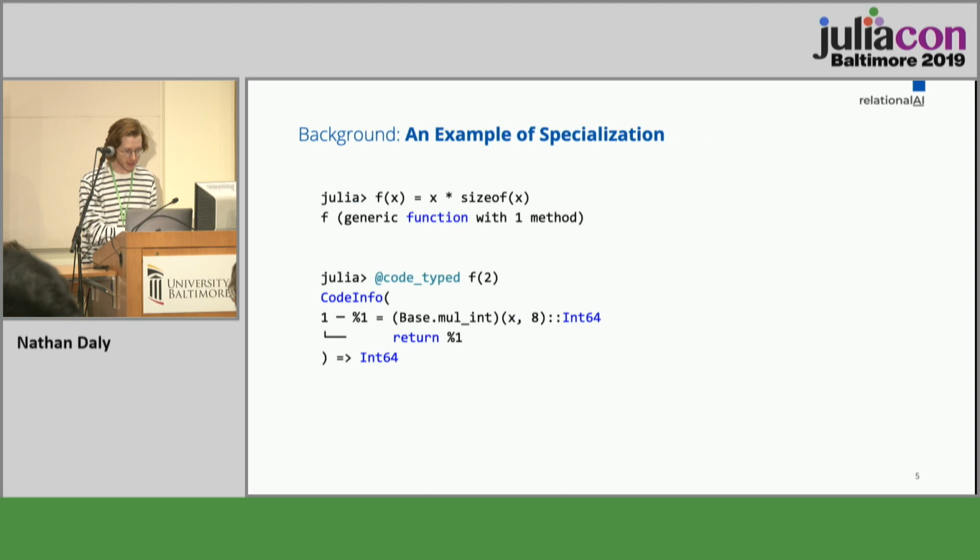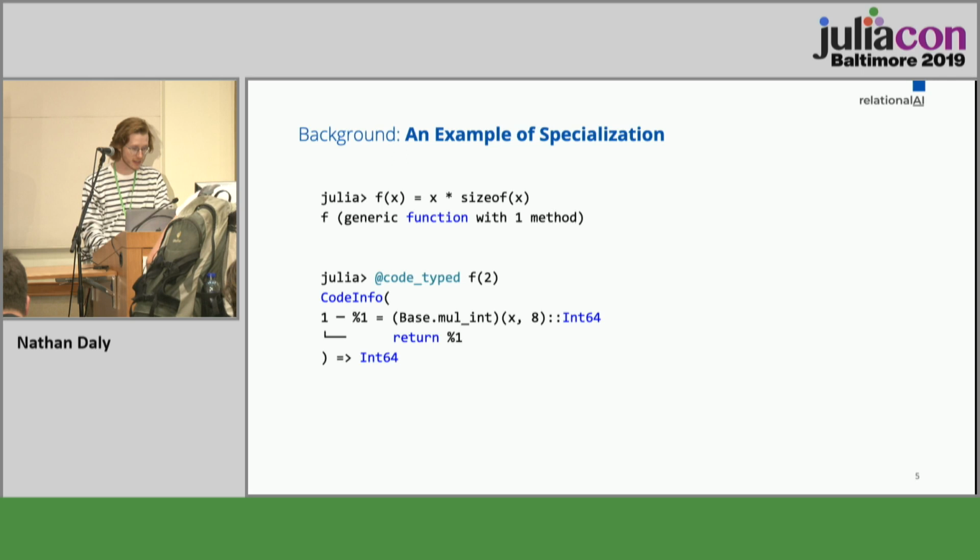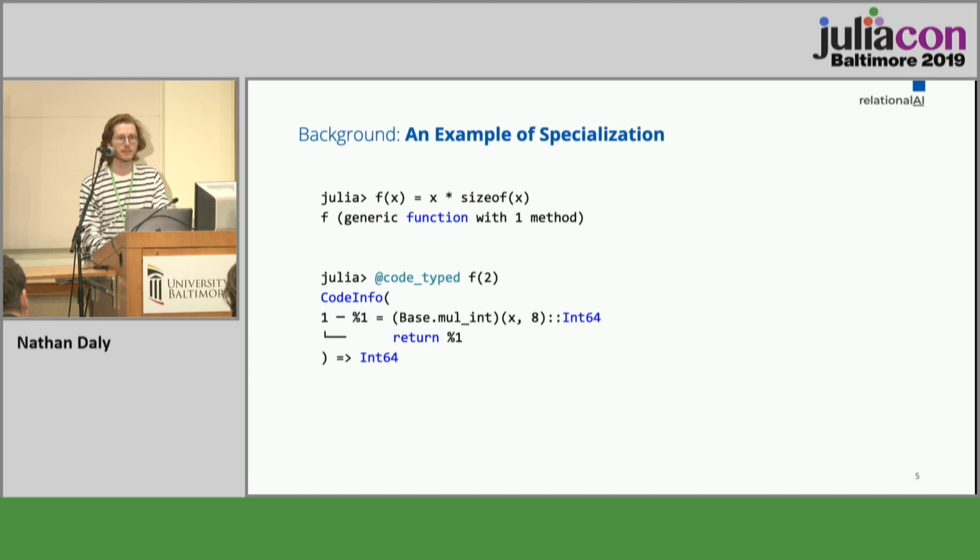So real quick, this is what I'm talking about. This is an example of specialization, which is one of Julia's mechanisms for doing this. Here we have a silly function that multiplies an input by its size in bytes for some reason. You can see that if we pass it the integer 2, we can use this code-typed macro to see what is the compiled code that Julia is going to compute for this specific specialization. And it replaces this entire sizeof operation with just the value 8, which is the size of an integer, and it's a 64-bit integer.